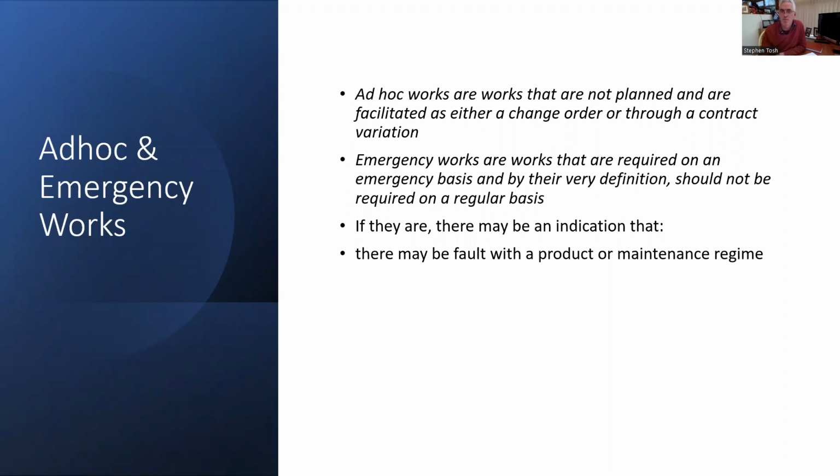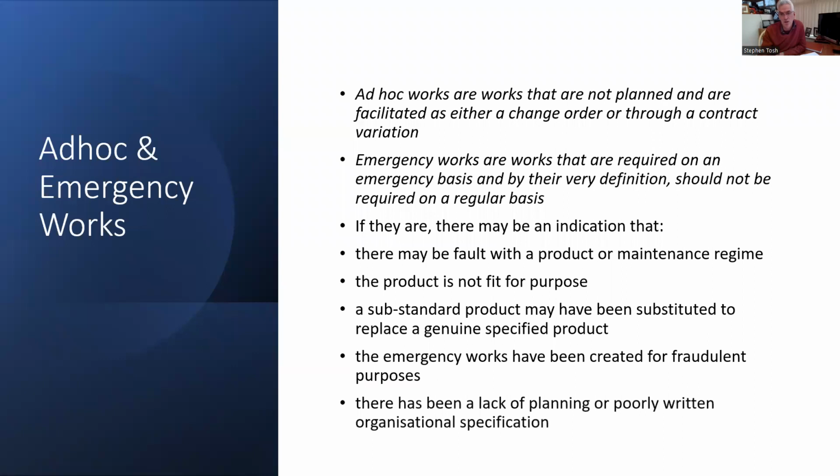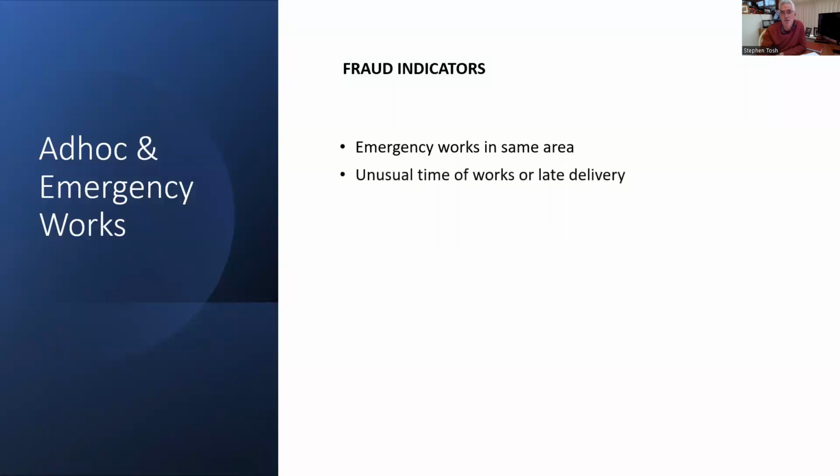So where you have, particularly maintenance records, can we look at that? Or if we're being proactive and we're aware of this threat, where a new maintenance requirement comes in, can we actually proactively on site have a look at it? Again, is the product not fit for purpose? Again, substandard product. And has a fictitious requirement been created? And there's been a lack of planning or poorly written specification. Same area. Again, unusual time of works or late delivery.